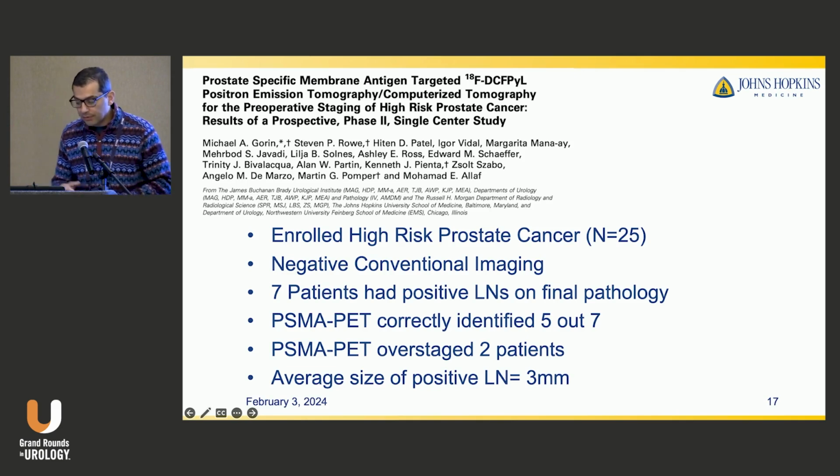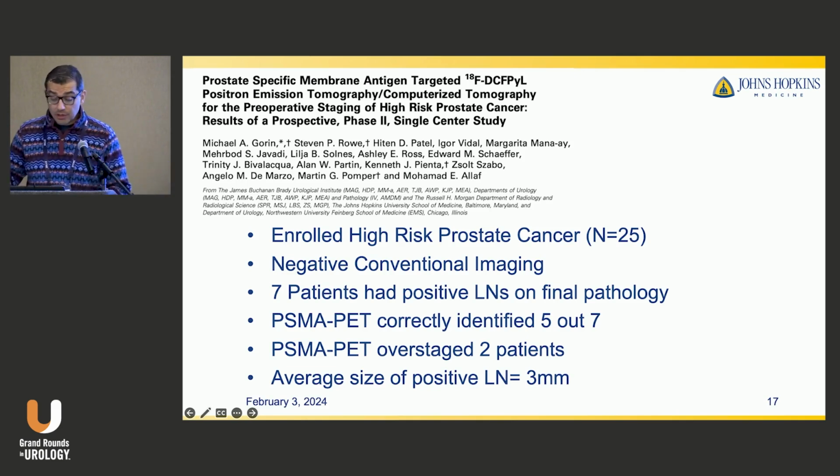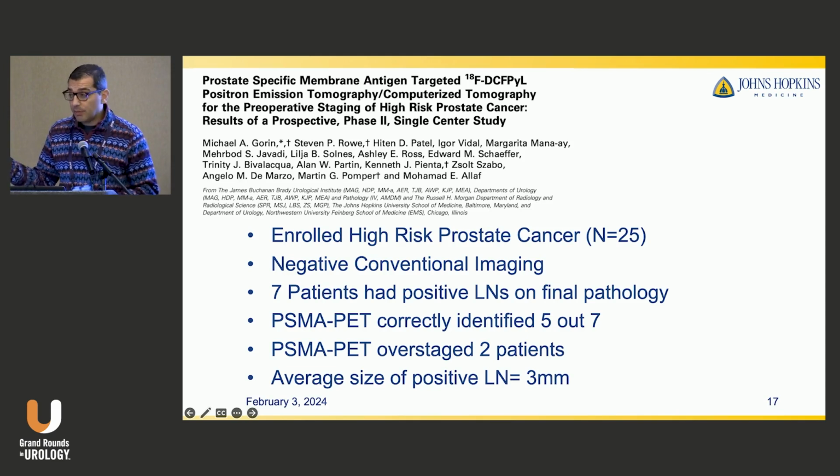We did a small study of 25 high-risk patients. They all had negative conventional imaging. Seven patients had positive lymph nodes on final pathology after prostatectomy, and the PSMA PET correctly identified 5 out of the 7. So it missed 2, and then it overstaged 2 patients. There were 2 patients who were positive on the PET that were found to be negative during surgery.